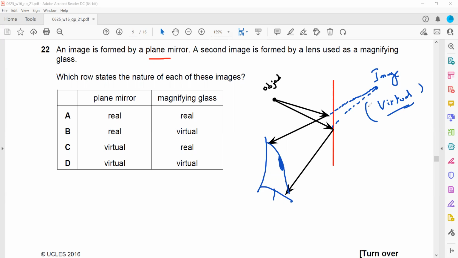This cannot be seen or taken on screen. So a plane mirror always gives a virtual image.